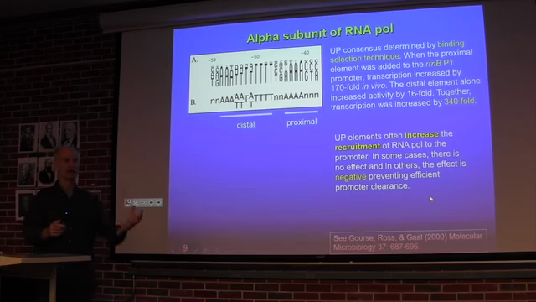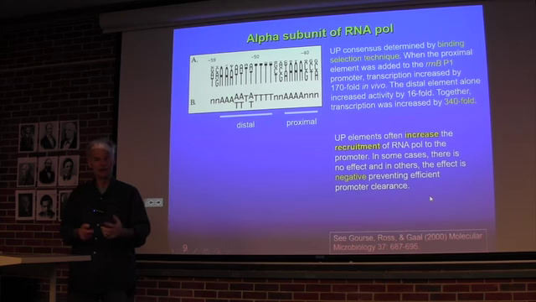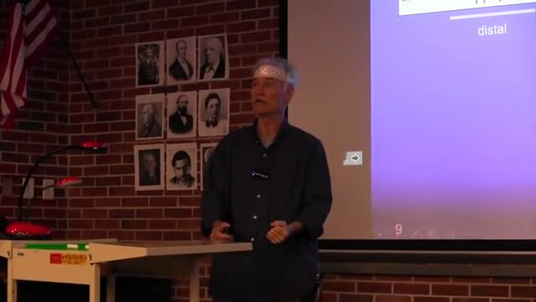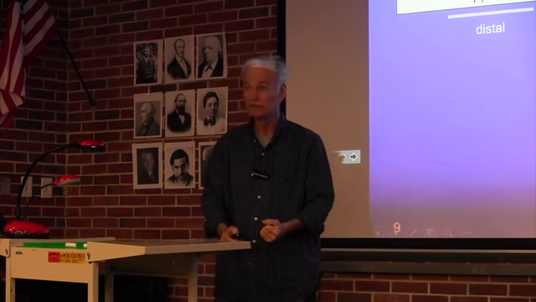If it's a perfect UP element, the CTD of the alpha goes, oh man, I found you, baby. I'm never going to let you go. And the polymerase can't get unstuck.